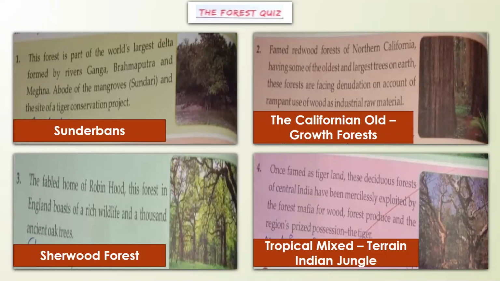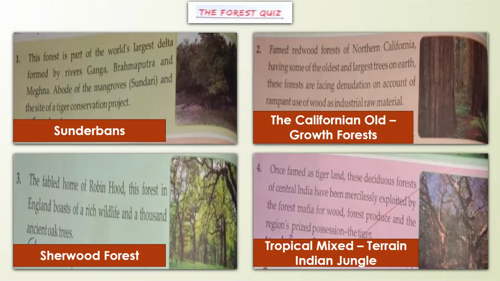Here also you are given some pictures, but you have to read all the lines carefully to get the answers. First, this forest is part of the world's largest delta formed by river Ganga, Brahmaputra and Meghna, abode of the mangroves and the site of a tiger conservation project. The answer is Sundarbans. Second, the famed redwood forest of Northern California, having some of the oldest and largest trees on earth, facing denudation on account of rampant use of wood as industrial raw material. The answer is the Californian old growth forest.